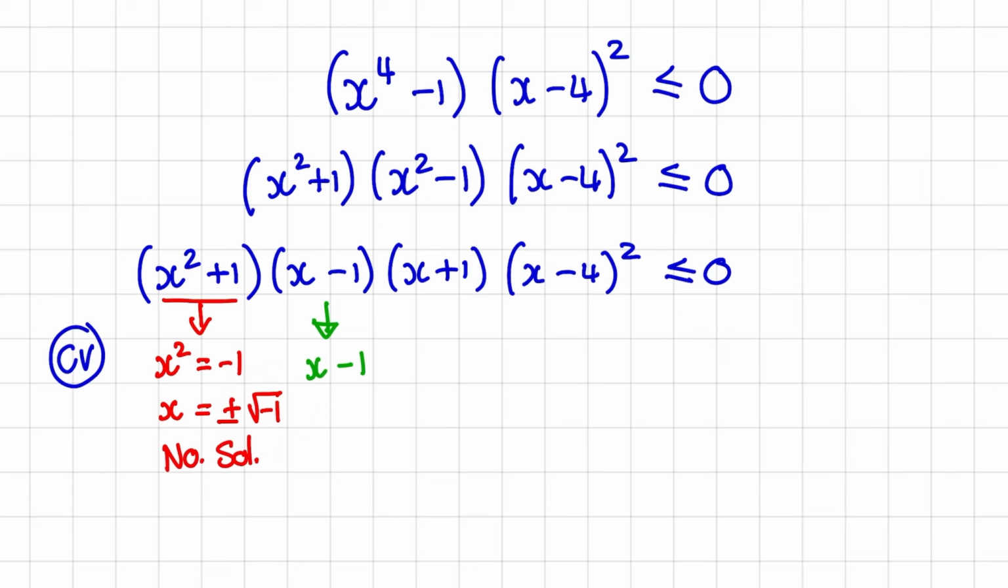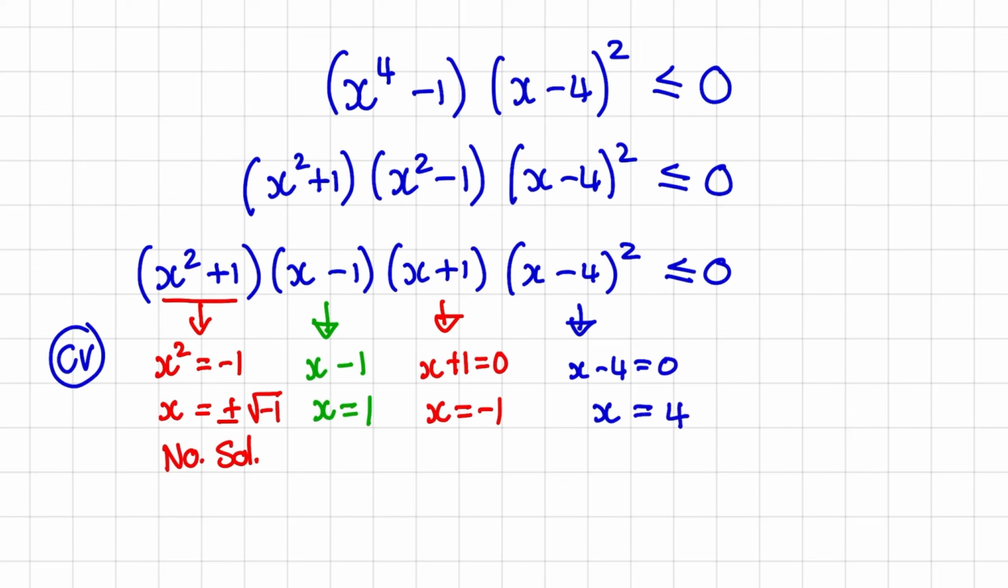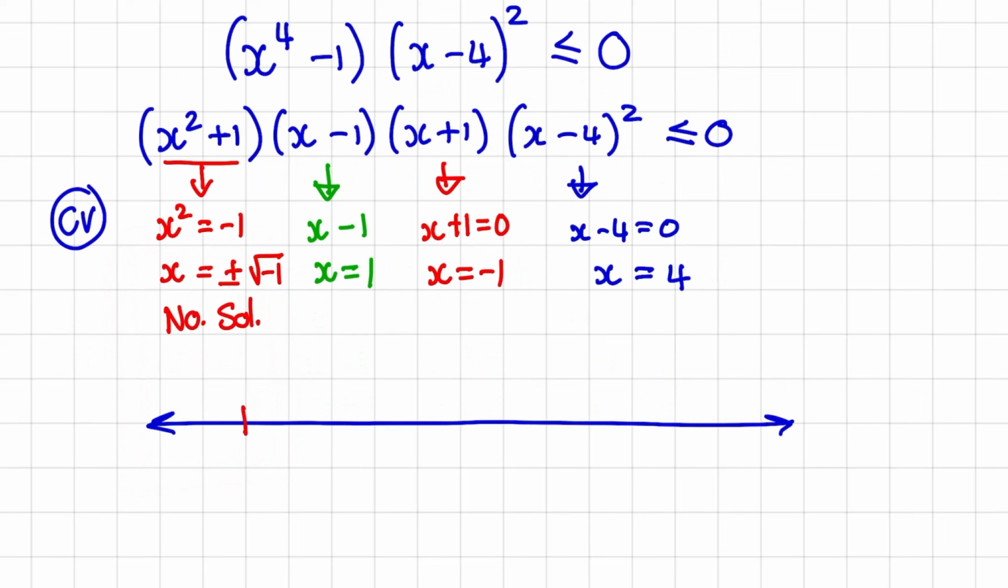And if we set our second bracket equal to 0, we have a critical value of x equal to 1. And our third bracket equal to 0 would lead to x equal to negative 1. And our final bracket equal to 0 would lead to x equal to positive 4. So from this expression, we have 3 possible critical values: x equals 1, x equals negative 1, and x equals positive 4. The first bracket gave us no real solution that will exist on a number line.